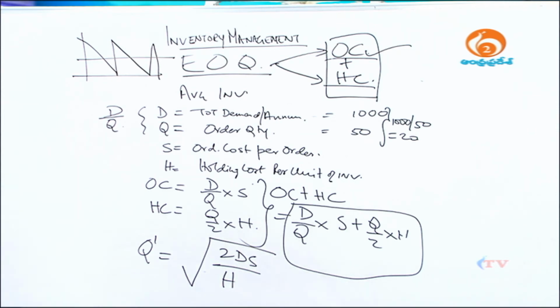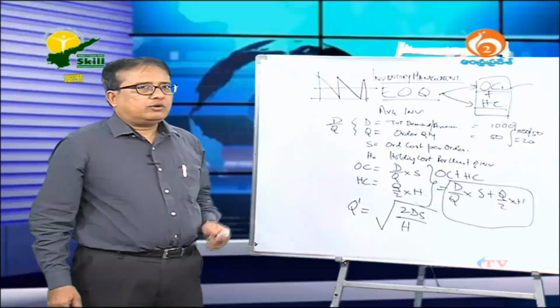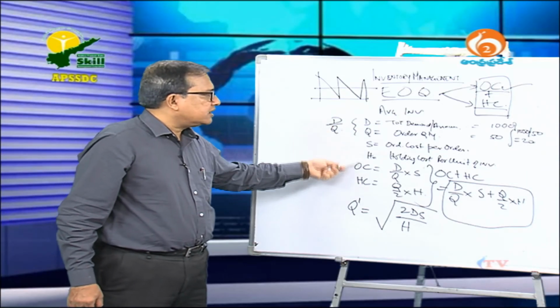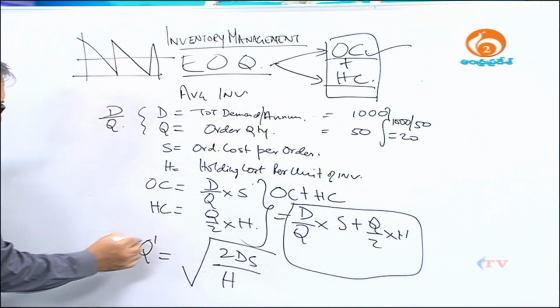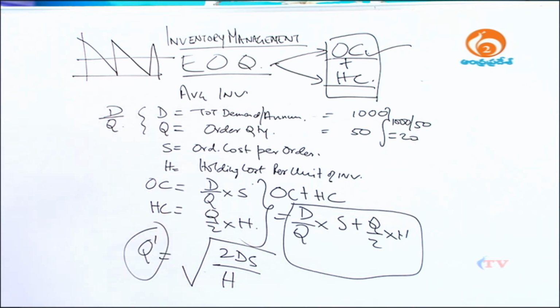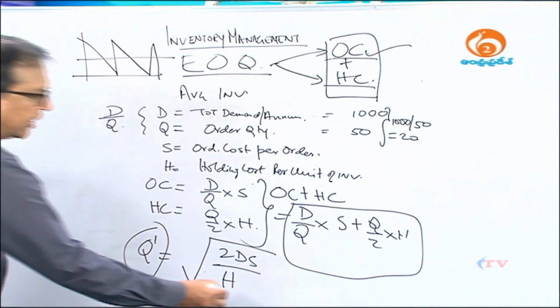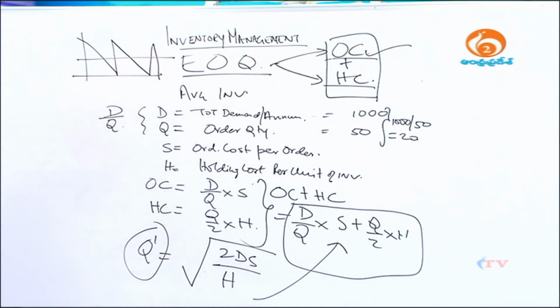So, if you are asked to derive the economic order quantity of a particular firm, and if you are given these values, the demand, the ordering cost per order, the holding cost per unit, you can straight away arrive at the EOQ as root over 2DS by H. When you apply this Q dashed into the total cost, you get the total optimum cost of inventory.